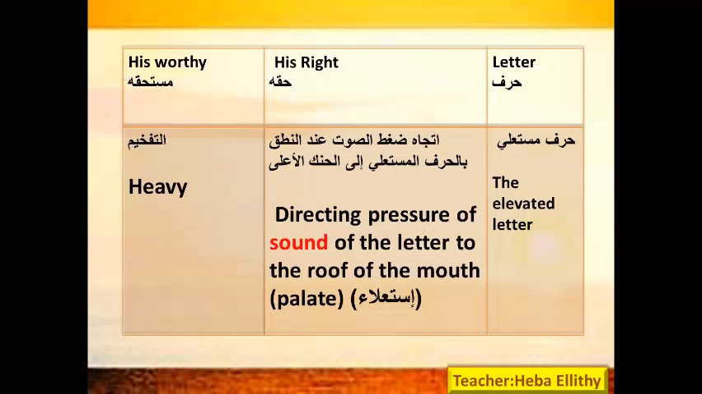So the right is something in the letter. And the worthy means what happens because of this thing. Okay? So here for example, the letter musta'li, the elevated letter. His right is isti'la. Isti'la means directing pressure of the sound of the letter to the roof of the mouth. This is his right. When I put my tongue up from the back and I keep this space and we have echo here, I will have tafkheem. So if I follow the way of my tongue, right, this is the right of the letter, I will have the worthy of the letter which is tafkheem. Inshallah, this is clear.